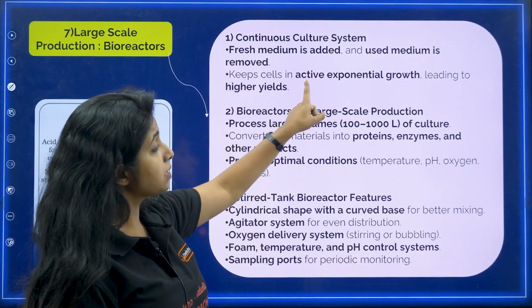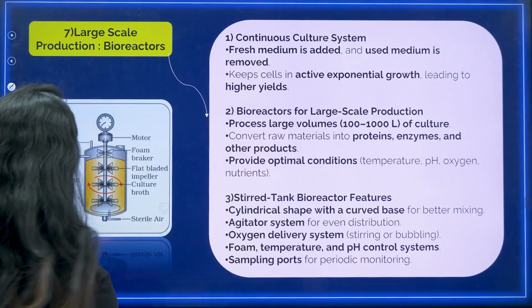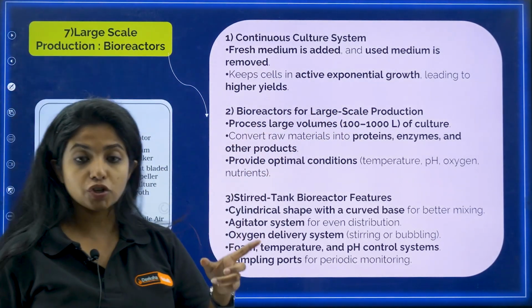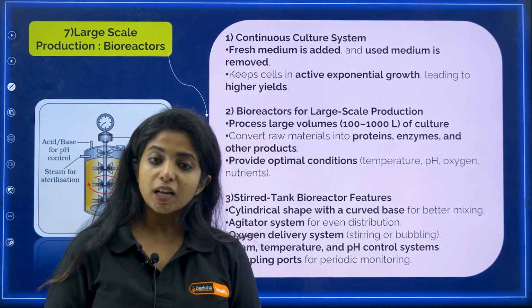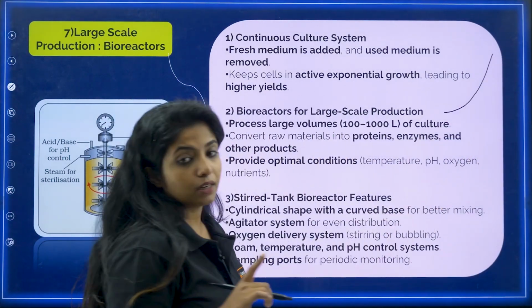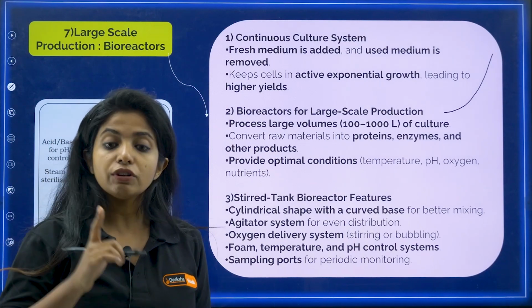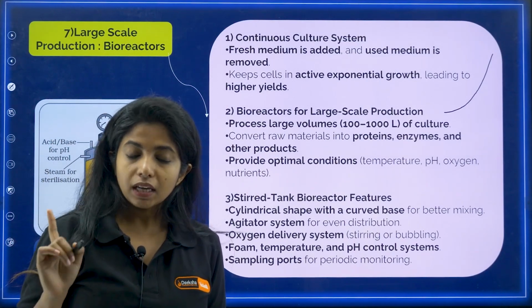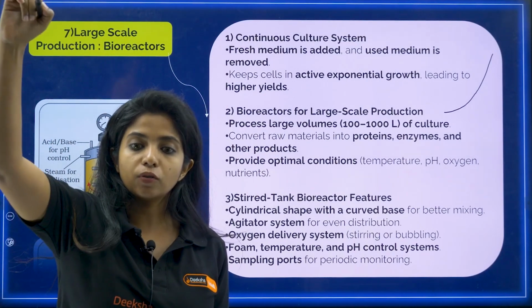Now, keep cells in active exponential growth. Always remember, there are two types of growth: one is exponential and the other one is logistic growth. Exponential means the growth keeps on increasing, but it only happens if the resources are not limiting. If the resources are not limiting, that's when it will grow like that.